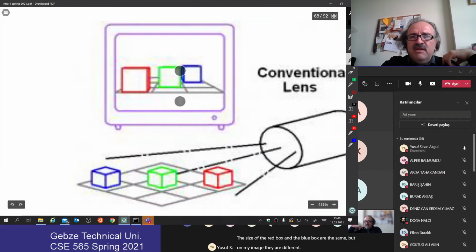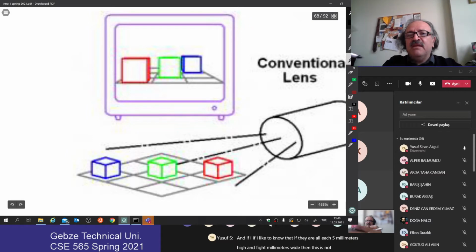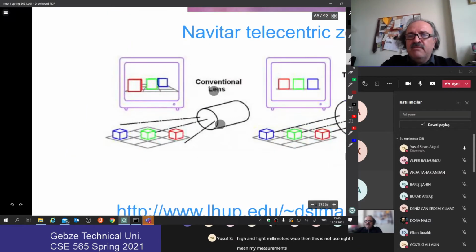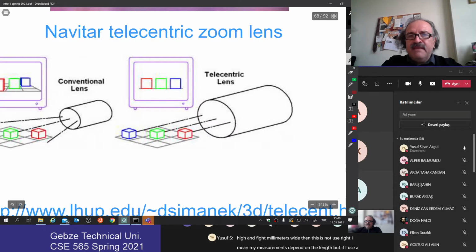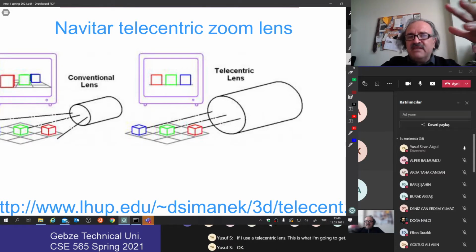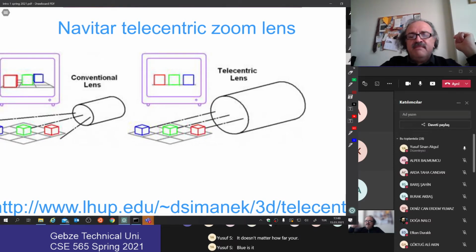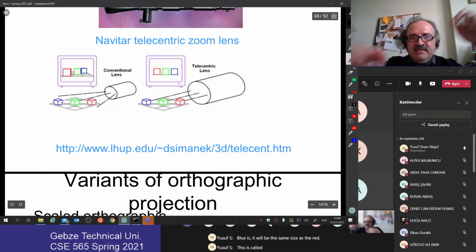That's not good. If I am doing an inspection, if I am measuring their sizes, and if I would like to know that they are each 5 millimeters high and 5 millimeters wide, then this is not useful. My measurements depend on the length. But if I use a telecentric lens, this is what I am going to get. Doesn't matter how far your blue is, it will be the same size as the red. This is called a telecentric lens.